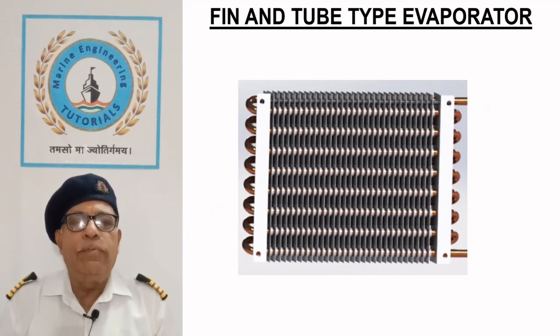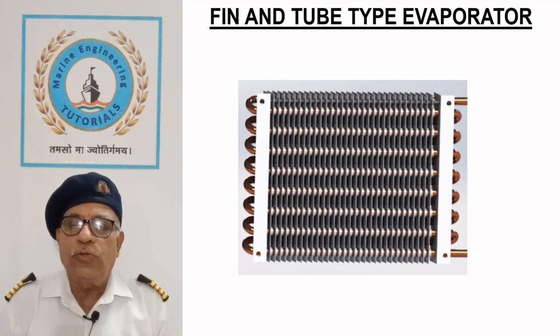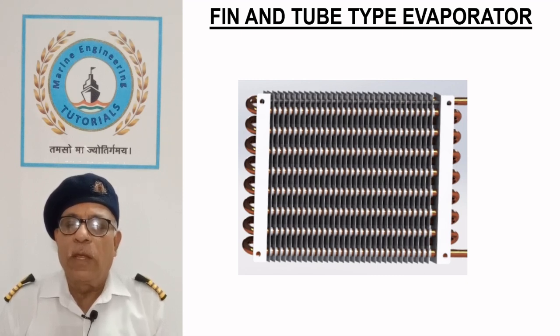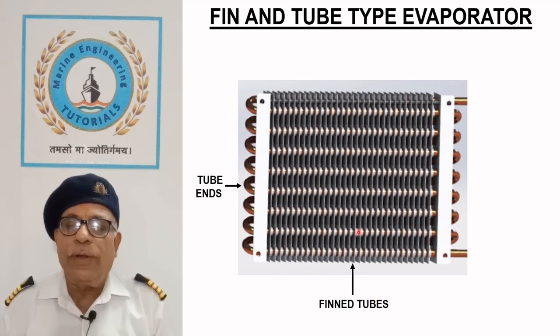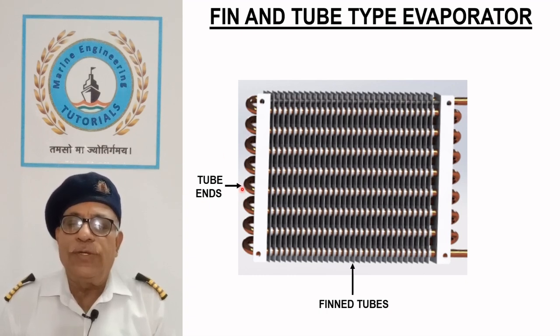Fin and tube type evaporator. The sketch shows a fin and tube type evaporator used in refrigeration and air conditioning plants. Evaporator is a heat exchanger through which the cold refrigerant flows to absorb heat from the surrounding air. The evaporator consists of a number of straight fin tubes, ends of which are connected with tube ends to form a cooling coil.